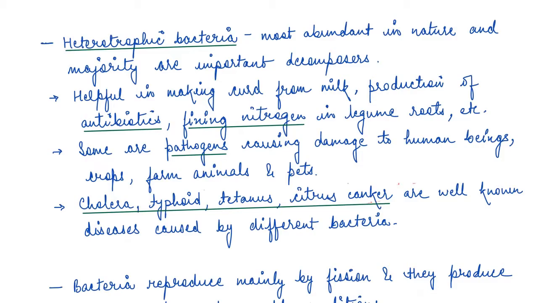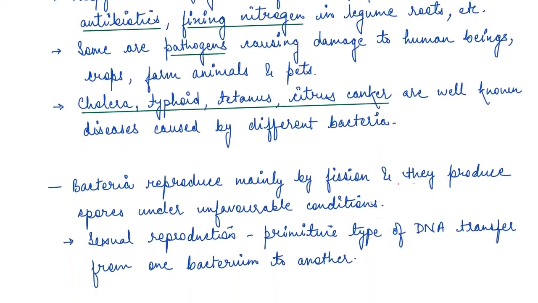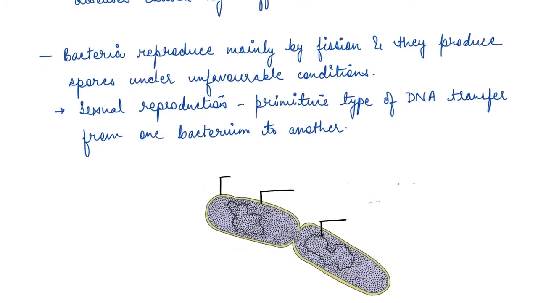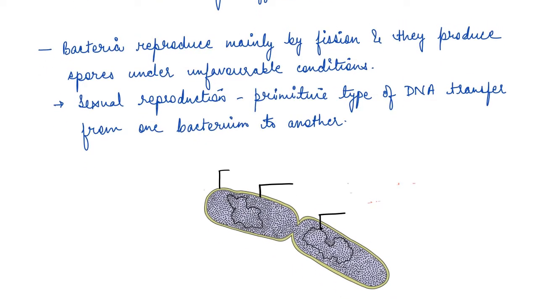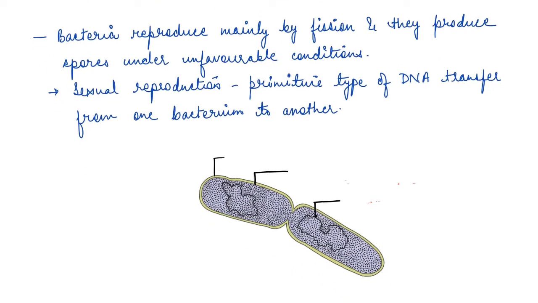Okay, so basically how do these bacteria reproduce? They basically reproduce by fission, and they produce spores under unfavorable conditions. So if the condition is not favorable for a bacteria to reproduce, what they do is they form spores. And once they get a favorable condition, they start reproduction by fission.